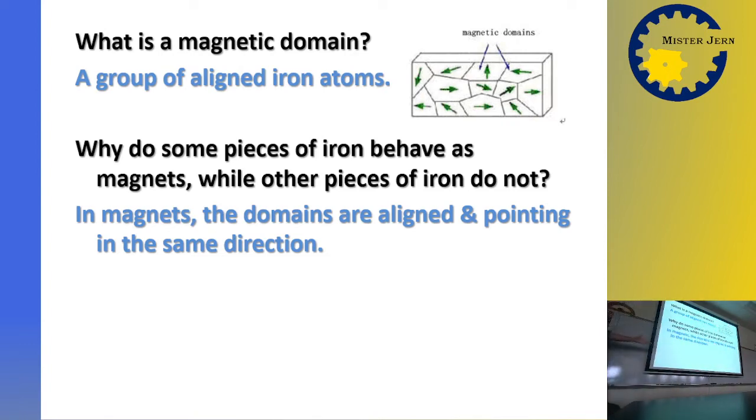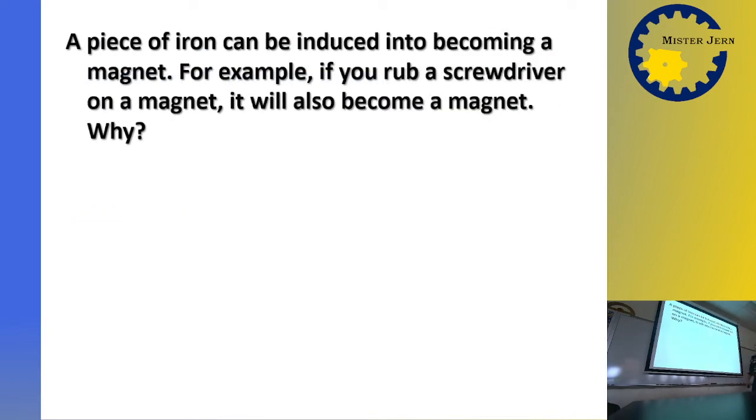But in magnets, all the domains are facing in the same direction. The notes are linked on the OneNote as well. If you look on the notes, you'll find a little diagram. It looks just like this, except all the arrows are pointing in the same direction. That's it. So that's what a magnet is all about. All those domains are pointing in the same direction. All right. Domains. Got it? Good. Stop me if you've got questions.